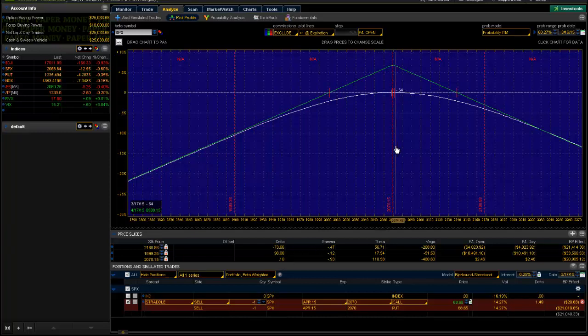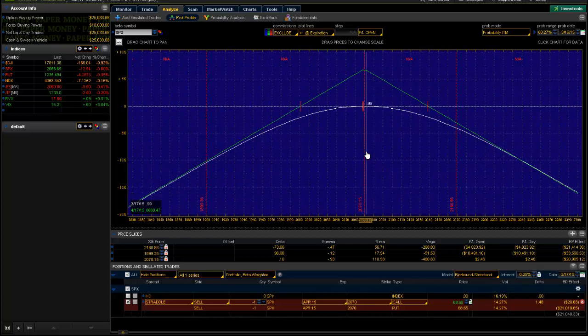So if it starts moving against me, if the market starts moving down, well, I need to make an adjustment to delta without completely annihilating my theta. If it moves up, same thing. I need to make an adjustment to my delta without completely annihilating my theta.